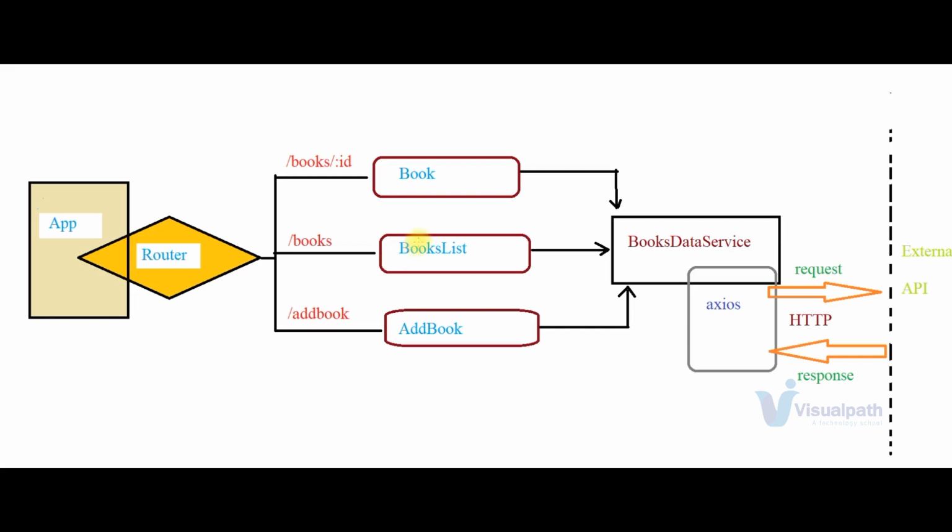Here we are creating book list, add book. Not only this, we have one more component here, that is published. Here I only want the published books. Then what component can we have here? I just want to create one more component here. That component name is published book.